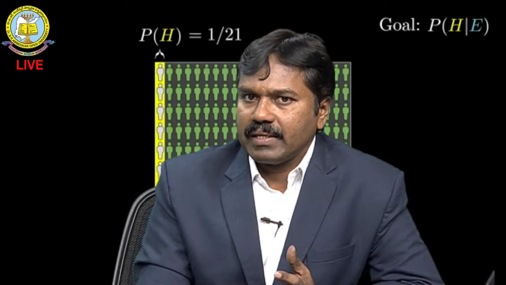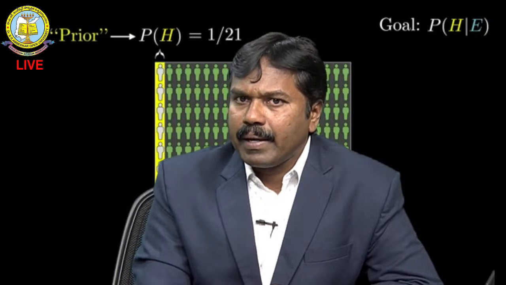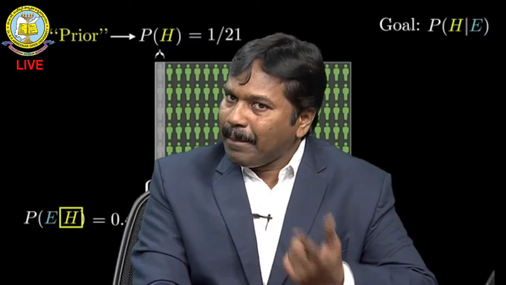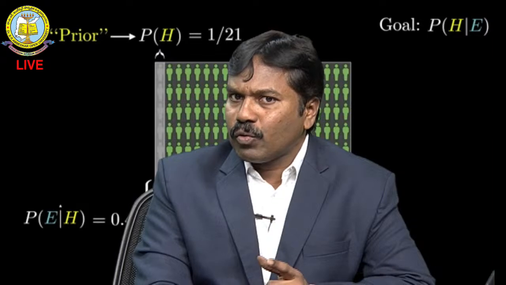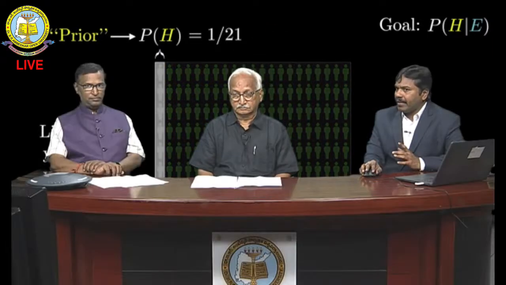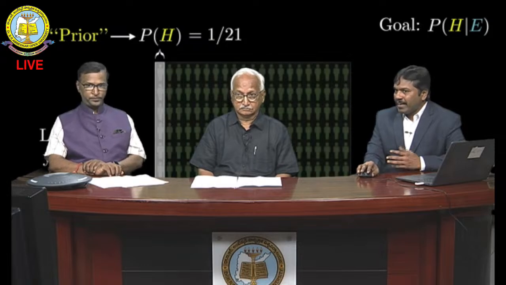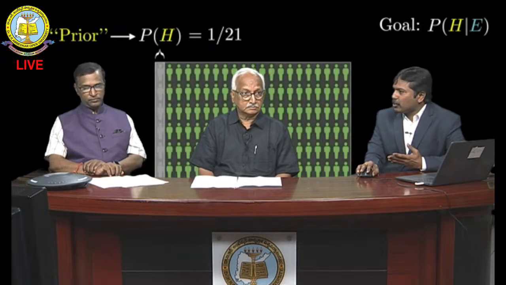Now let us find the probability that a buyer bought a monitor given that they purchased a CPU. The condition here is that A has already happened, and B needs to be found out. So the condition is the probability of B given A. We already know it is 0.2 divided by 0.4, which simplifies to 0.5.